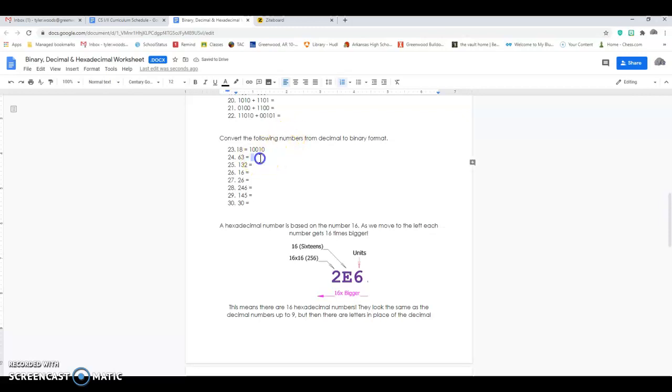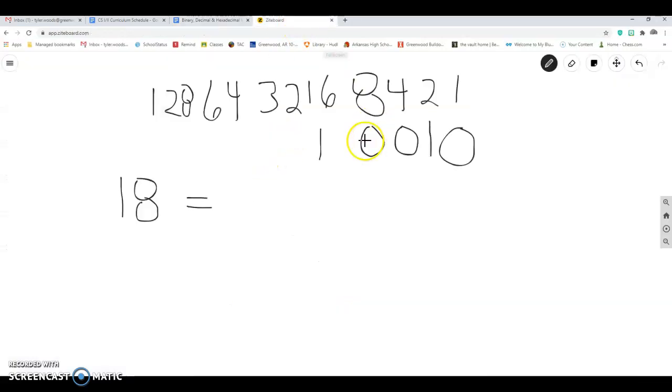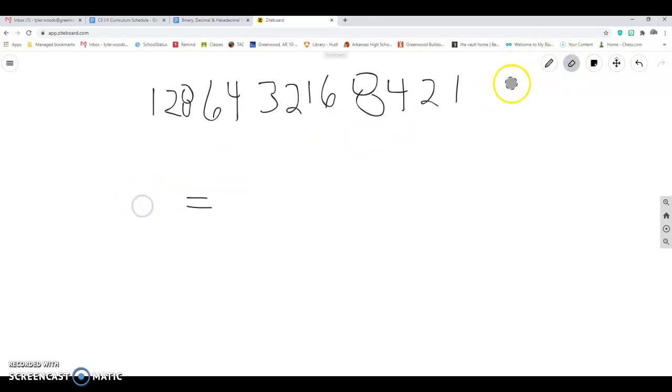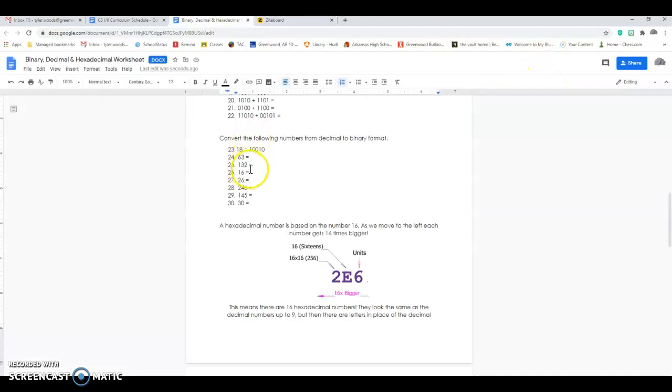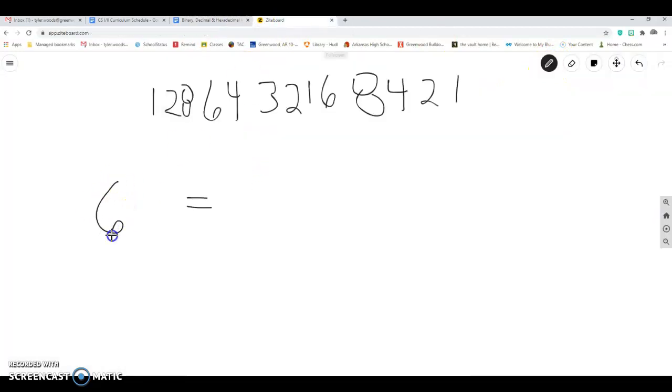Okay, let's do 63. This one's a little bit harder. Okay? And I'll keep my key up there. I'll just erase this binary number. Let me erase 18 because we're going to do a different number now. And let's do 63. So I'm going to write 63.